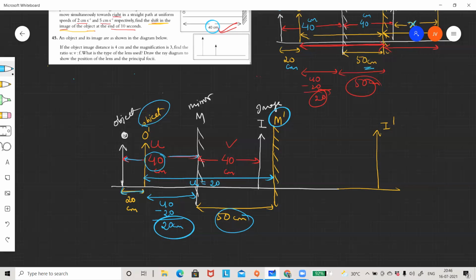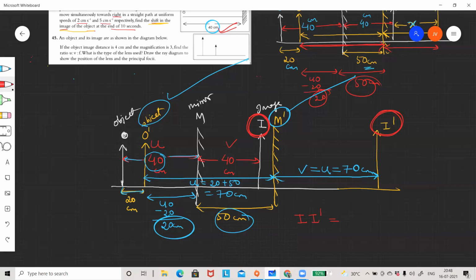So that is 20 plus 50, which is 70 centimeter. Okay, so the distance between the object and the current location of the mirror is 70 centimeter. So object distance and image distance should be the same. So the distance between the current location of the mirror and the current location of the image, that is the image distance, should be equal to the object distance. And what is the object distance? That is 70 centimeter.